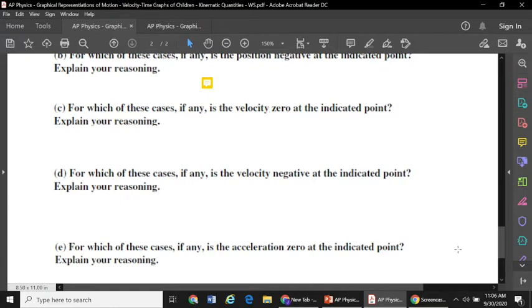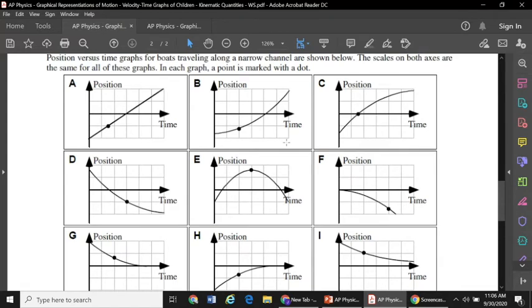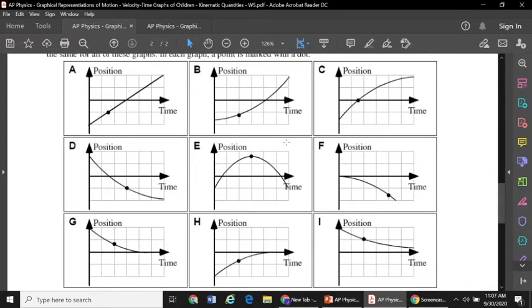Okay, so for C and D, they're asking you about the velocity. And as I said before I asked you to pause, the main thing you need to think about here is that this is a position versus time graph. And so the real point of these questions is how do you determine information about the velocity from a position versus time graph? And the answer is the slope of a position versus time graph represents the velocity. So all you have to do is look at the slope.